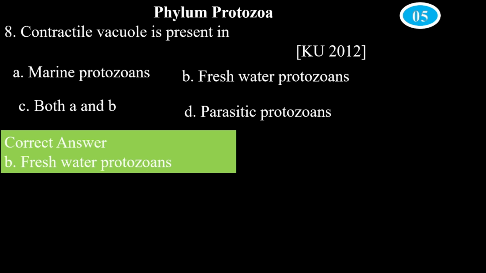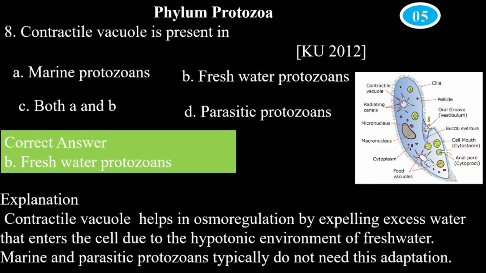The right answer is option B, freshwater protozoans. The reason is that the contractile vacuole helps in osmoregulation by expelling excess water that enters the cell due to the hypotonic environment of fresh water. Marine and parasitic protozoans typically do not need this adaptation.